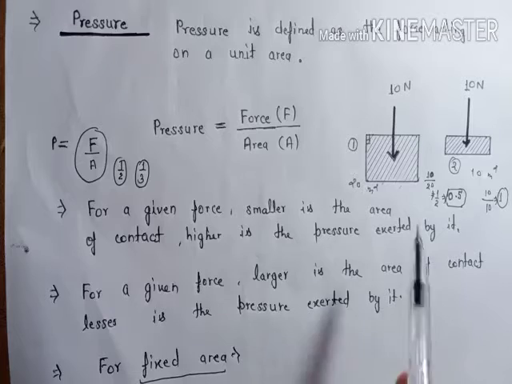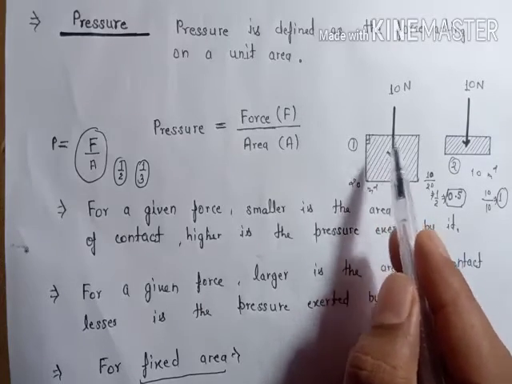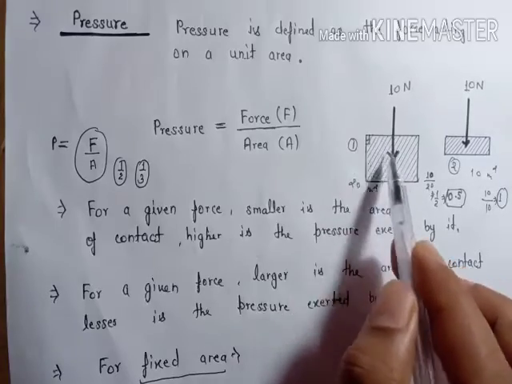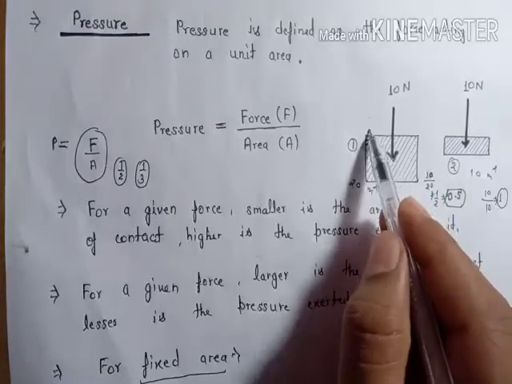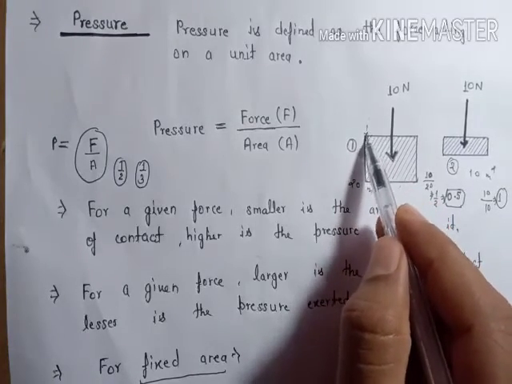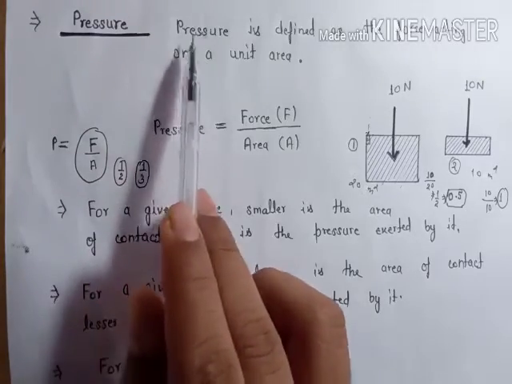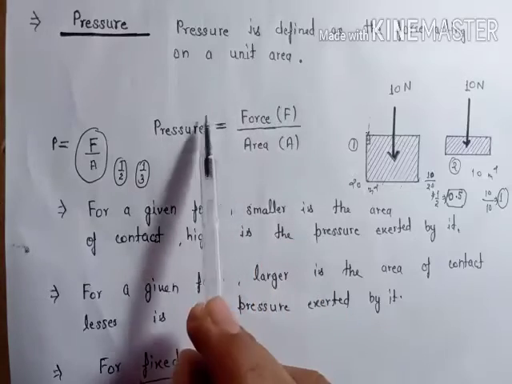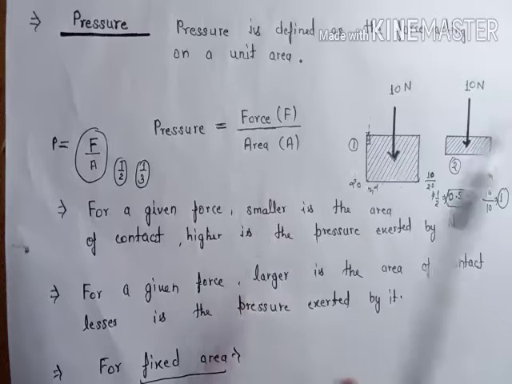Here, the force which is applied on unit area is called pressure, and this is the basic difference. Pressure is force on unit area. So we have the definition: pressure is defined as the force acting on a unit area, and so pressure becomes force upon total area, that is F upon A.